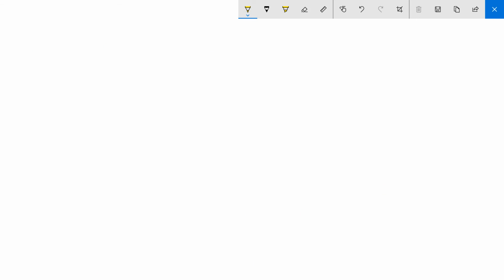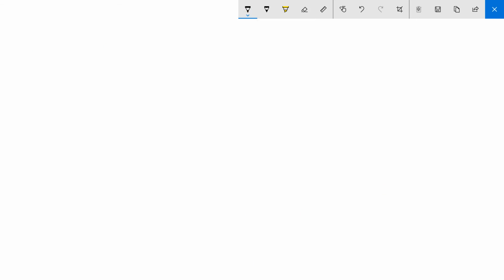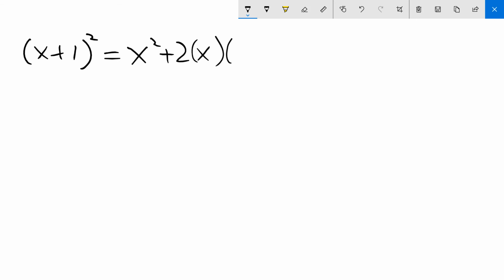So what is the binomial theorem? Let's say we have a simple expression here, x plus 1 to power 2. If we want to expand it, what should we do? We can make use of the basic identities. It becomes x squared plus 2x times 1 plus 1 squared, right?